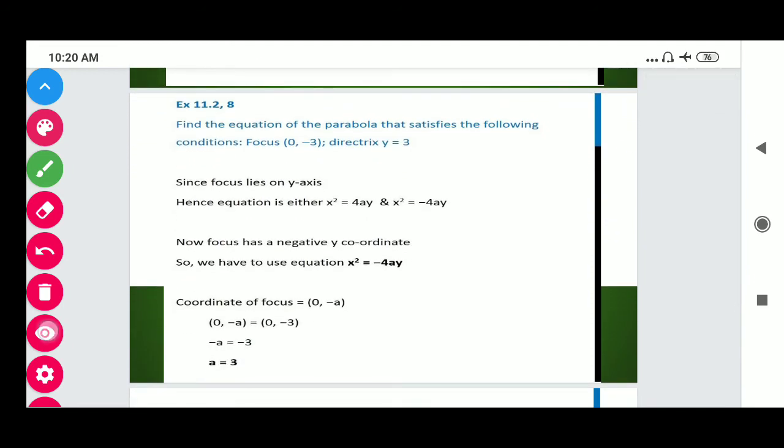Okay, so let's start question number 8. Find the equation of the parabola that satisfies the following conditions. Here focus is (0, -3) and directrix is y equals 3.